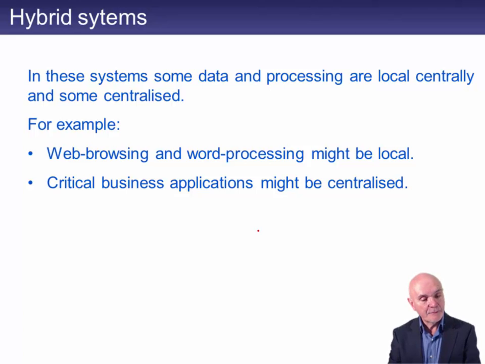There are hybrid systems, of course, trying to get the best of both worlds here. Some data processing is done centrally, some on a distributed basis. So a lot of web browsing and word processing might be done centrally. There's no reason that if you're writing a letter, you have to be communicating with Word for Windows in head office 50 miles away. Do that locally, print it out locally.